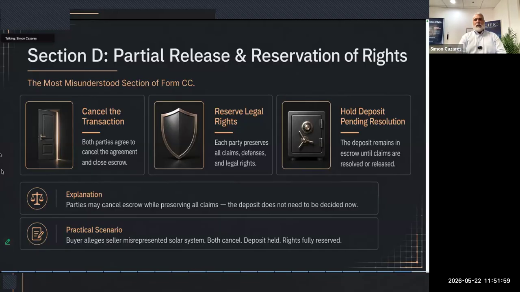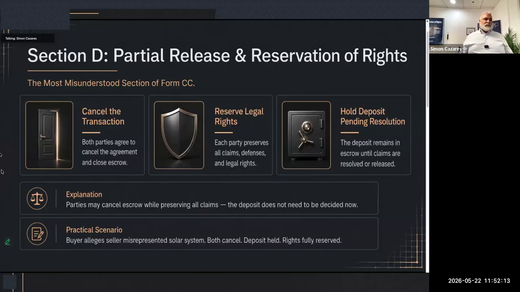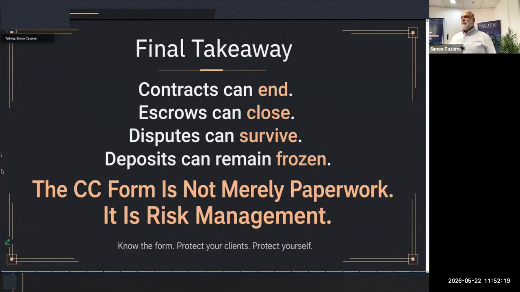Okay. In a practical scenario, the buyer alleges seller misrepresentation on the solar system, both cancel, deposit held, rights reserved, right? They can cancel, but there may still be a dispute regarding who's entitled to the deposit. So again, when these types of situations escalate, I would encourage you to please bring it to our attention and let us help you navigate it. Sometimes it may take a while for the cancellation to be done, but I'd rather have the peace of mind that we have the cancellation and then we can close the file officially, right?